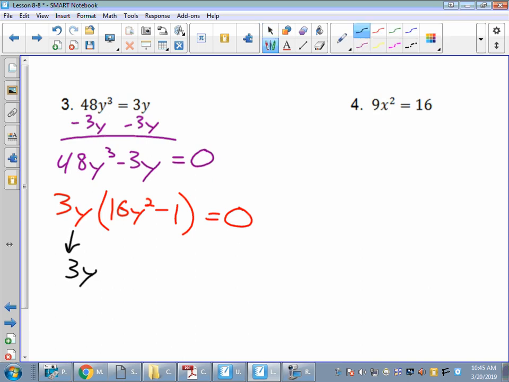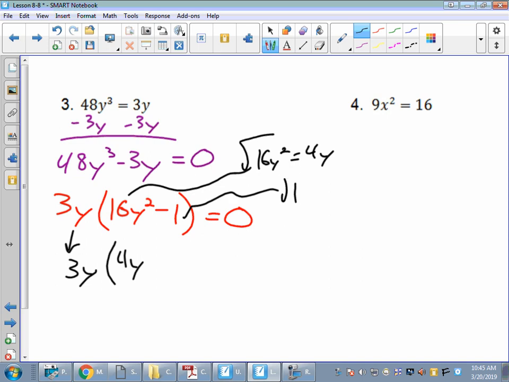But I can use this as a difference of squares because the square root of 16y squared would be 4y. The square root of that would be 4y, because 4y times 4y would be 16y squared. And also, we would know that the square root of 1 is 1, so it is a perfect square. So when I factor this out, I can go 4y plus 1 times 4y minus 1. And don't forget to keep it equal to 0.